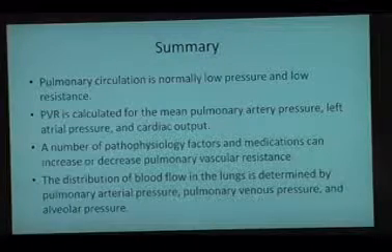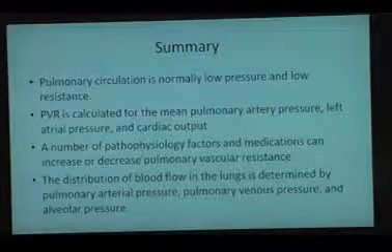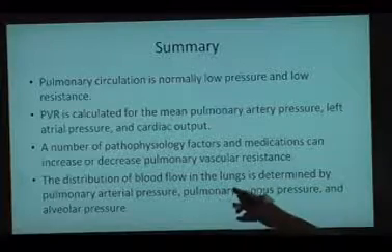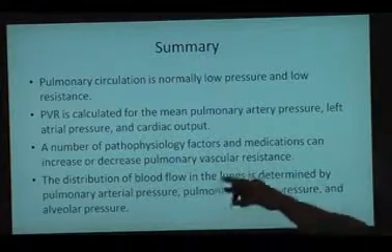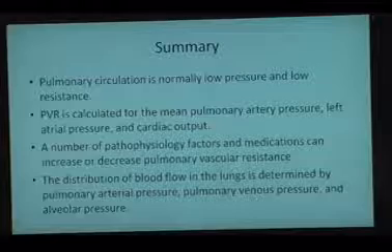And the distribution of blood flow in the lungs is determined by the pulmonary arterial pressure, pulmonary venous pressure, and alveolar pressure, and that was the lesson that we just looked at.